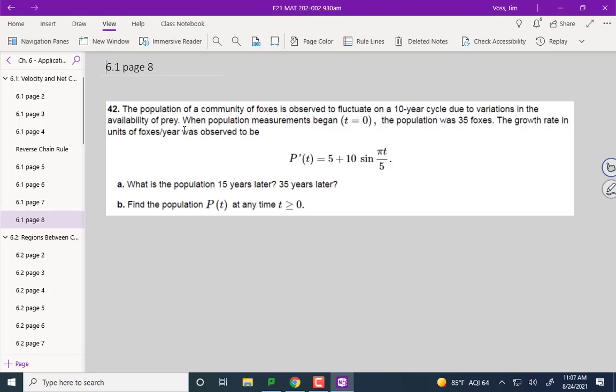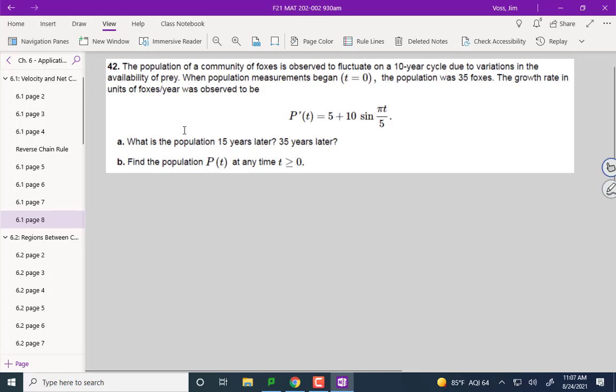We'll do an application one that's going to be very comparable. So population of foxes is observed to fluctuate on a 10-year cycle due to variations in the availability of prey. When the population measurements began, so that's going to be our initial value, the population was 35. Growth rate of foxes per year is observed to be that. So they're thinking that's going to be a good predictor for the next 10 years. So what is the population 15 years later? So we have the rate of change, and we want the future value. So very similar to finding future position from its rate of change, we're going to find the future value of P from its rate of change.